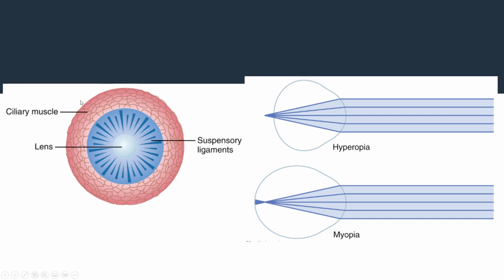On the left picture, we can see the ligaments pulling on the lens. The right picture shows farsightedness on the top and short-sightedness on the bottom. Notice where the light touches, where the light focuses.